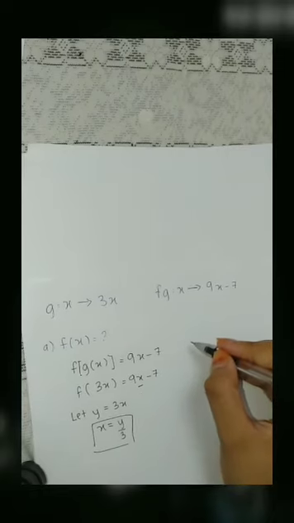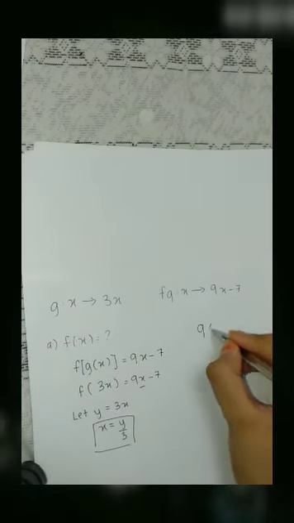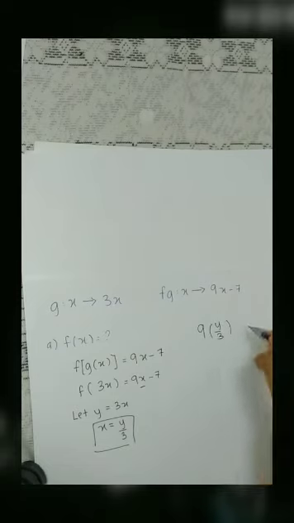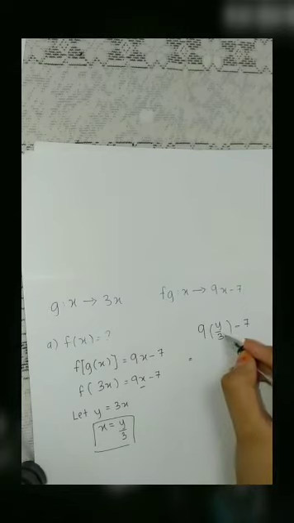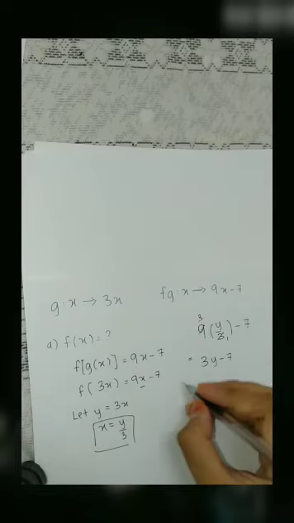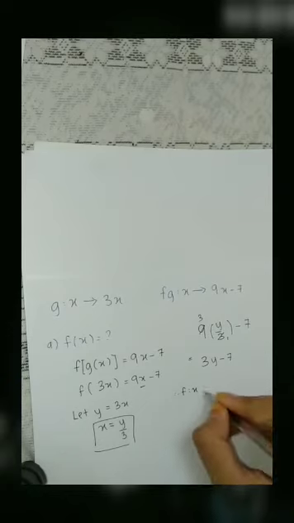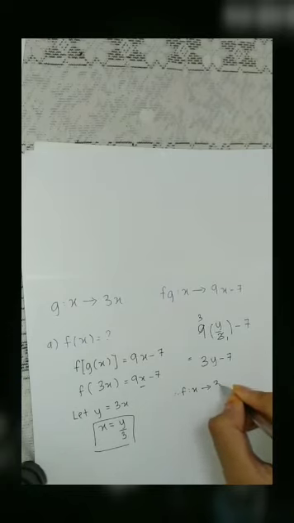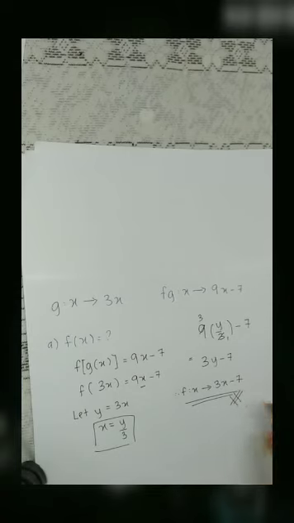So, meaning that f(y) equals 9y over 3 minus 7, so we simplify, 3y minus 7. Change it into x, so f(x) equals 3x minus 7. So this is the final answer.